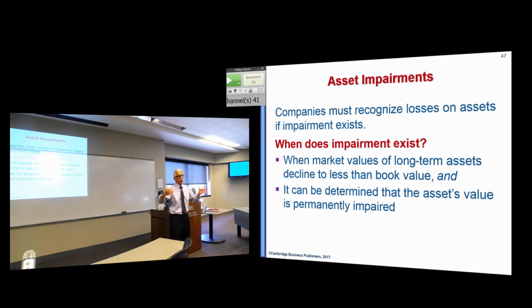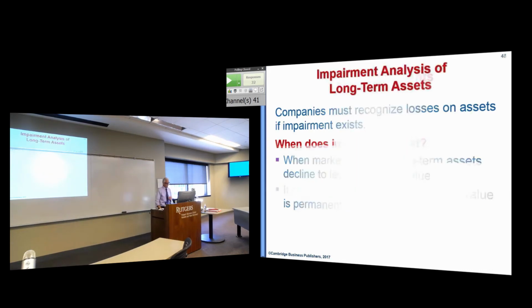So if you have a piece of equipment that's manufacturing a product and that product is no longer as popular in the marketplace as it once was, then that piece of machinery may not be as useful in the future. That asset may be impaired. That impairment loss has to be recognized by a write-down on the income statement and also a reduction of the asset.